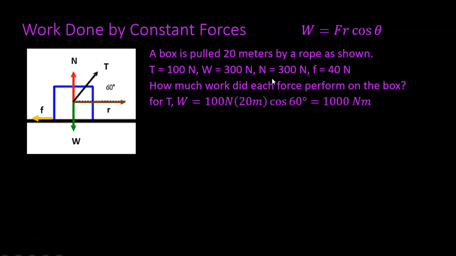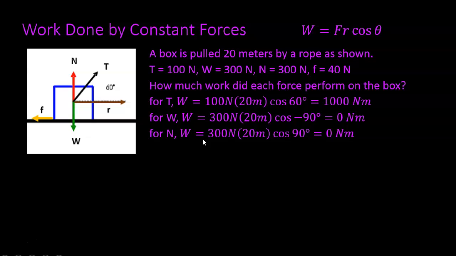Looking at the tension force, we use our formula, recognizing that the angle between the tension vector and the displacement vector is 60 degrees. We plug in our numbers and wind up with 1,000 Newton meters. Also, that would be 1,000 joules. Next, looking at the gravity force, we notice that the angle between the displacement vector and the gravity force is negative 90 degrees, or 270 degrees. That's going to yield no work, because this force has no component parallel to the displacement vector. For the normal force, it's going to be the same thing, since that is also perpendicular to the displacement vector.